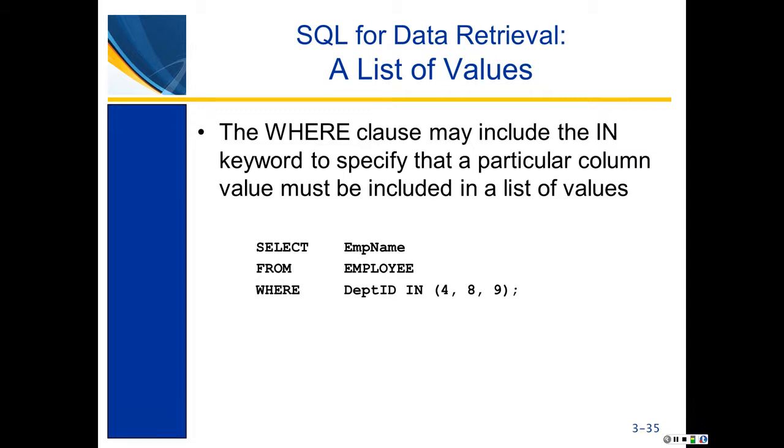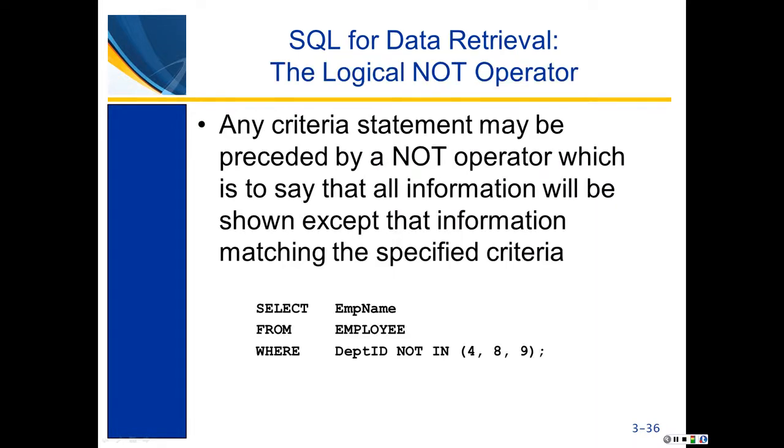There are a lot of different kinds of SQL queries. We're not going to go through them in detail. Here is an example where you see select employee name from employee where department ID in. When you say in, it only pulls out records where the department ID is 4, 8 and 9 and ignores the rest. You can also do the opposite with not in, that means pull out everything except 4, 8 and 9.